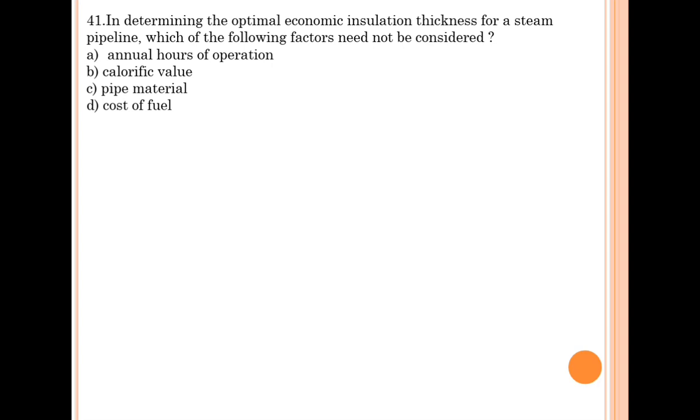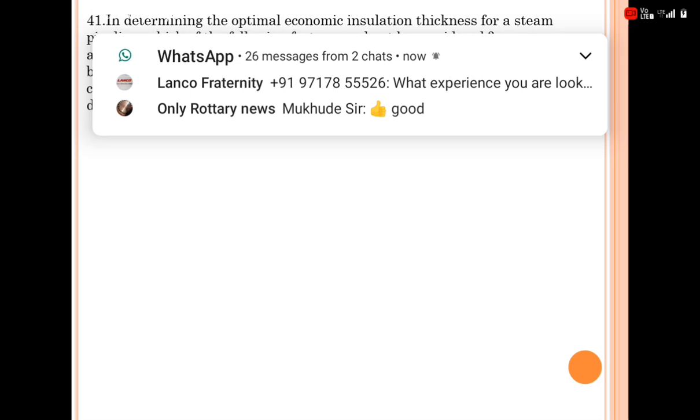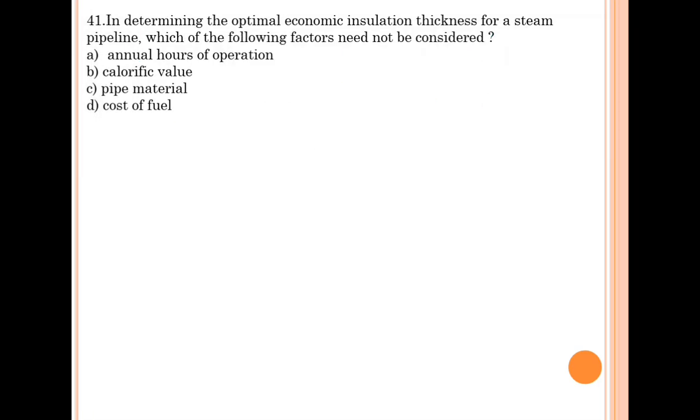Then question number 41. In determining the optimal economic insulation thickness for a steam pipeline, which of the following factors need not be considered? Here, in heat loss calculation, surface heat loss is proportional to calorific value, proportional to cost of fuel, and proportional to the operation hours. So here the answer should be option number C, that is pipe material. So economic insulation thickness is not depending upon pipe material.